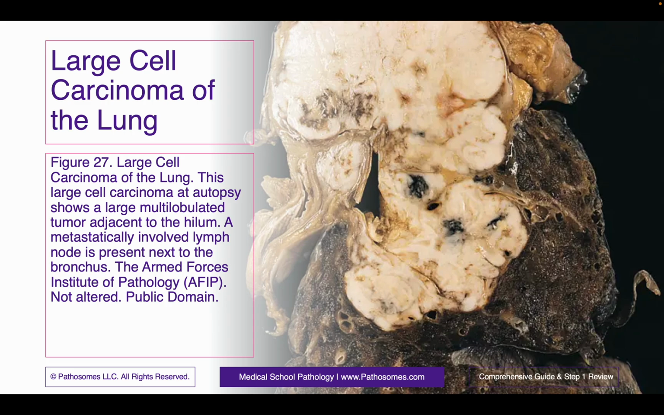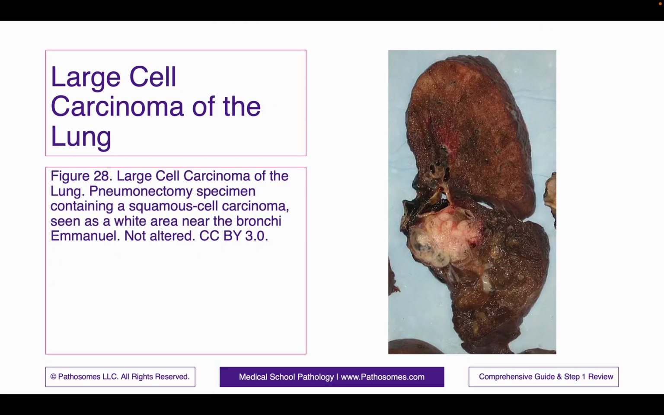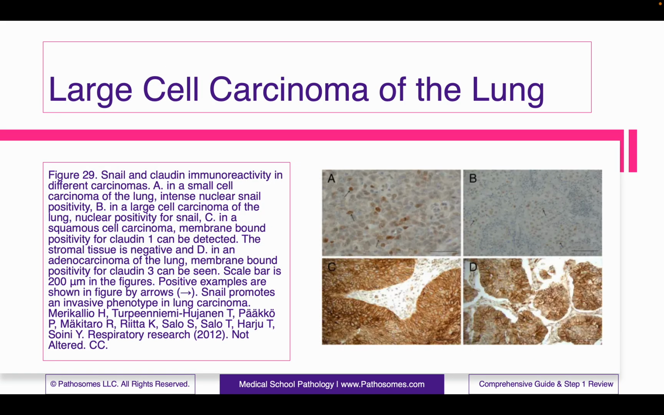Gross means like you're just there looking at it in person, of a patient whose lung was removed and has this massive protuberant white growth, large cell carcinoma of the lung. And here's another section, grossly, from a patient with large cell carcinoma of the lung. And here's what it looks like at the microscopic level.